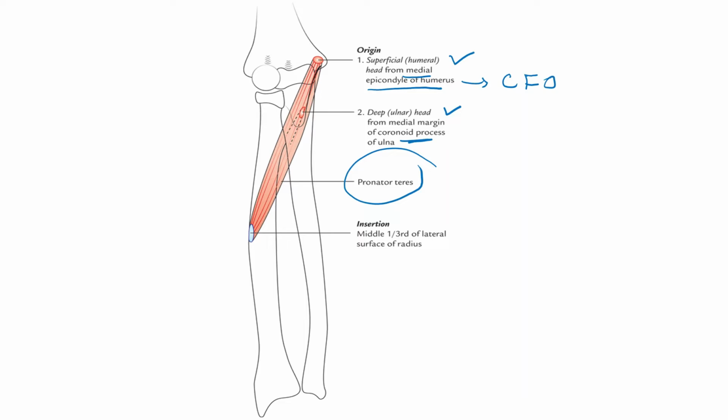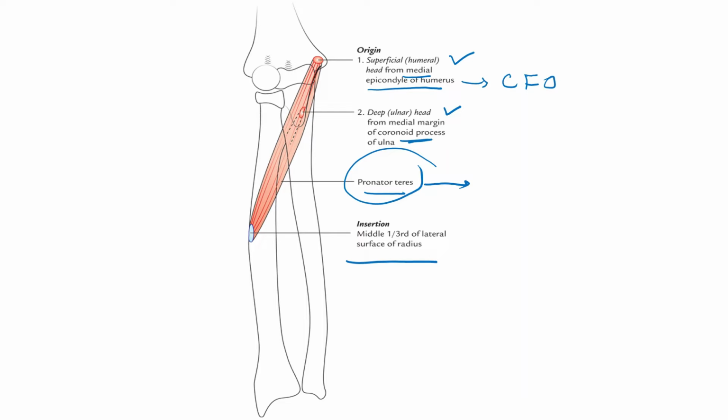This muscle descends downwards and laterally to get inserted onto the middle 1/3 of the lateral surface of the radius. So this is about the attachment of the muscle pronator teres. As the name itself says, pronator teres is the weak flexor of the elbow and it is mainly involved in the pronation of the forearm. So the pronation of the forearm is mainly contributed by the muscle pronator teres.